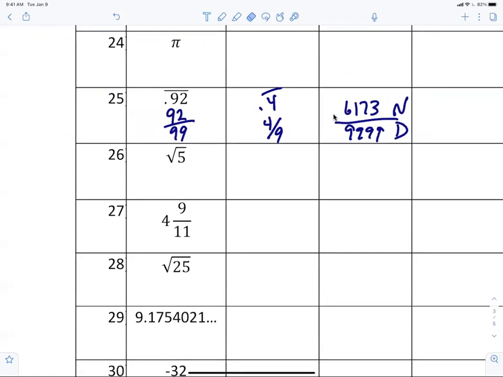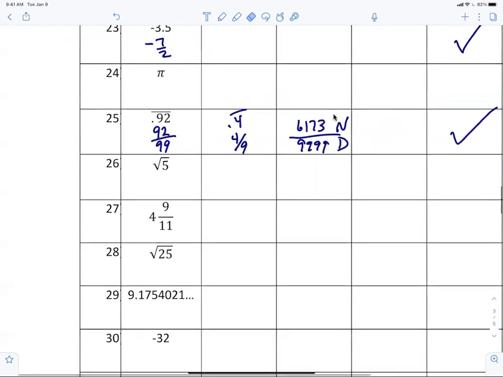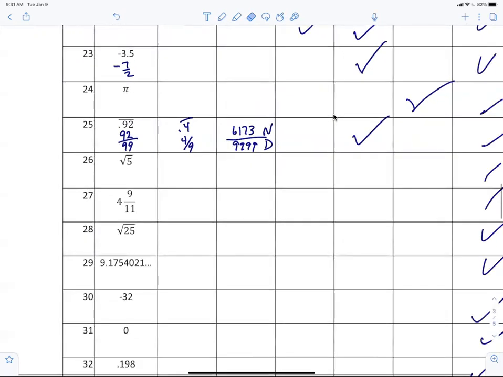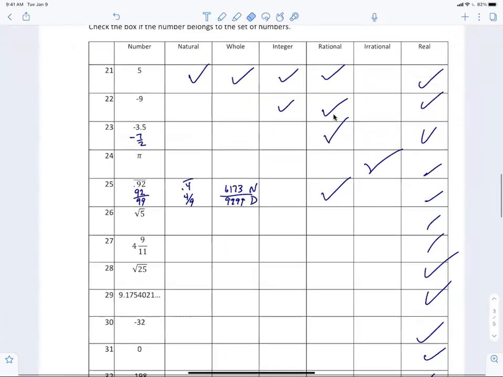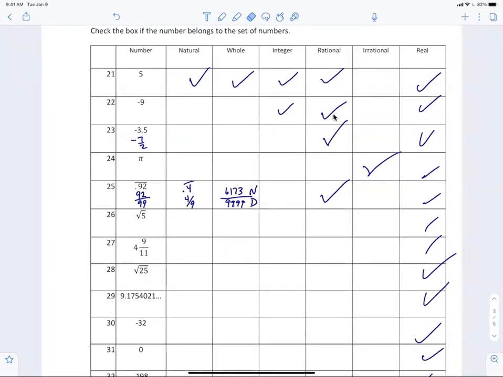Thank you, Mr. Hayes, square root of 5. It's not like something, it is something. What is it? Irrational. You are brilliant. That is correct. Irrational is good.